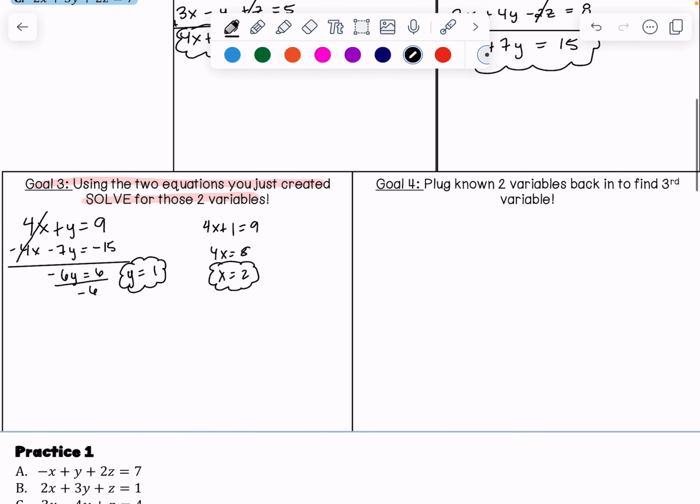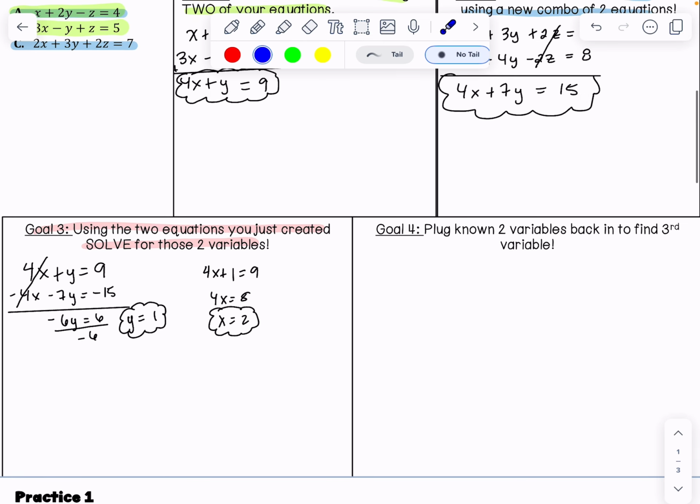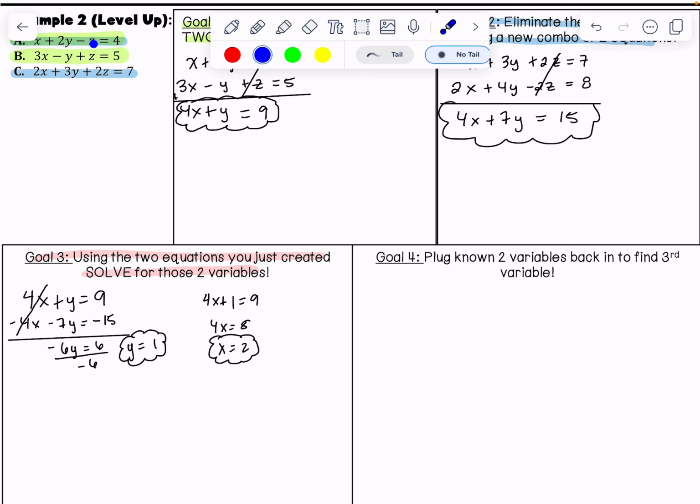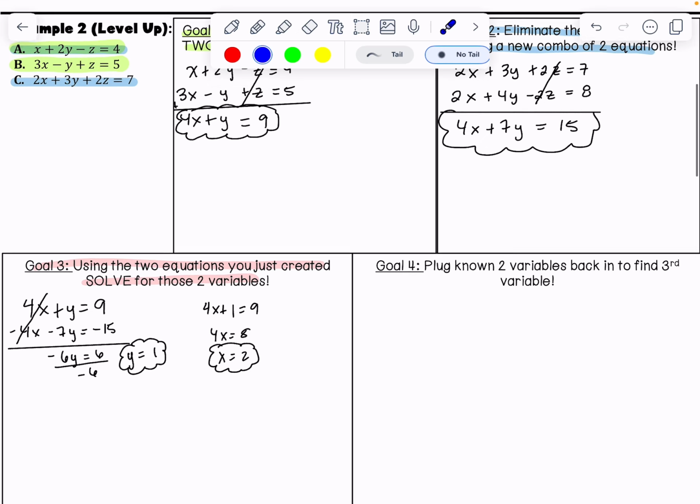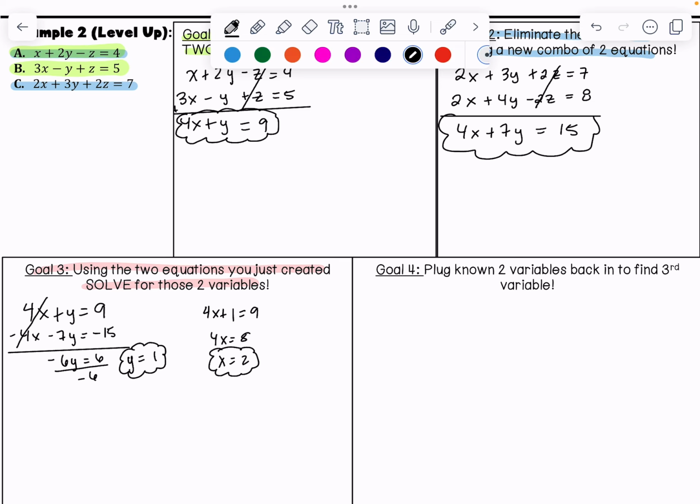At this point, I've done everything I can with the two-variable system. I have my y, I have my x. Well, that original variable that we eliminated was z, so I need to just plug these in. I can choose any of these to plug it into in order to get my z. I'm just going to choose A because it's the first one. So x plus 2y minus z is equal to 4. My x value I know is 2. My y value I know is 1. I'm solving for z. That gives me 2 plus 2 minus z is 4. 4 minus z is 4. Well, the only way to make that work is if z is equal to 0.